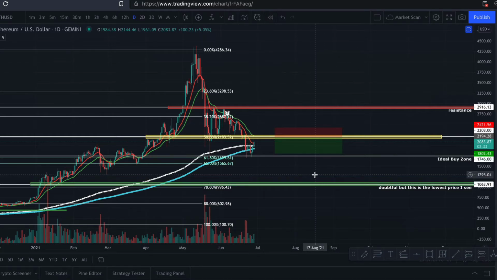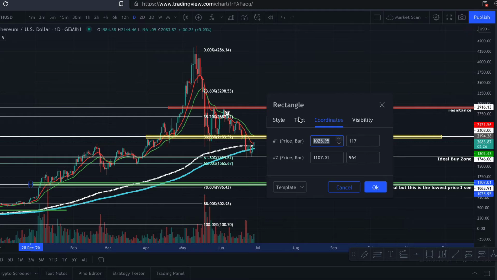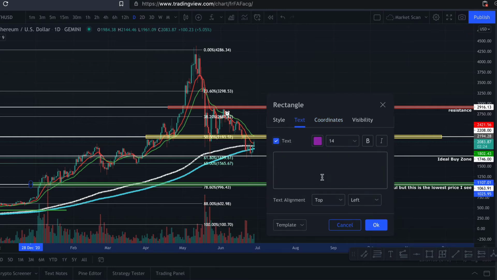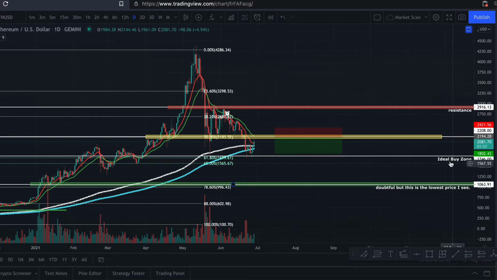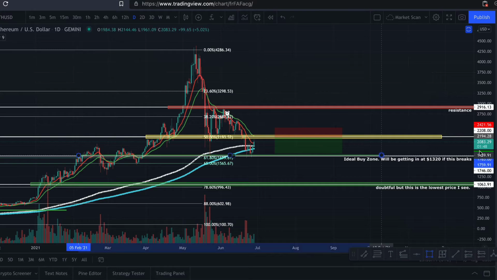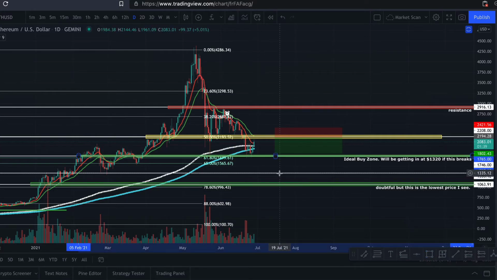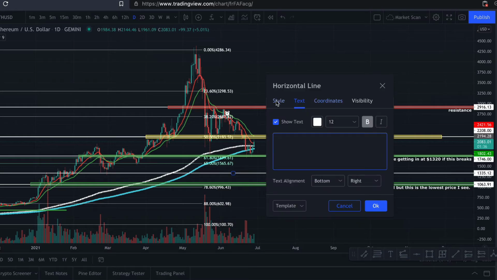Although I would definitely want to get in at 1,300. I forgot to put that. Wow, good thing I forgot about it. Definitely would wait. No, cancel. Will be in at 1,320 if it breaks. Okay, so this is the ideal buy zone, but if this breaks 1,320, I have to put an order in, because I want to make sure that I'm in.